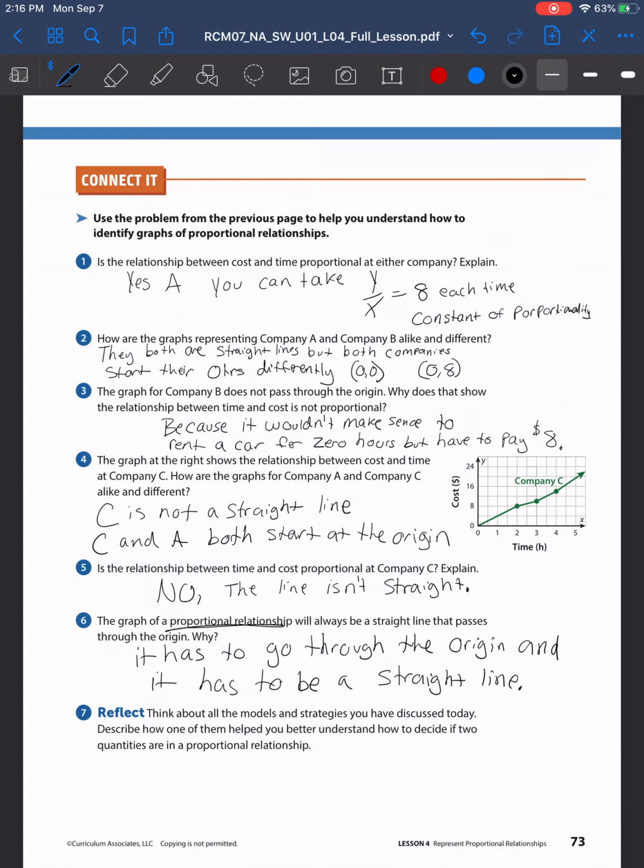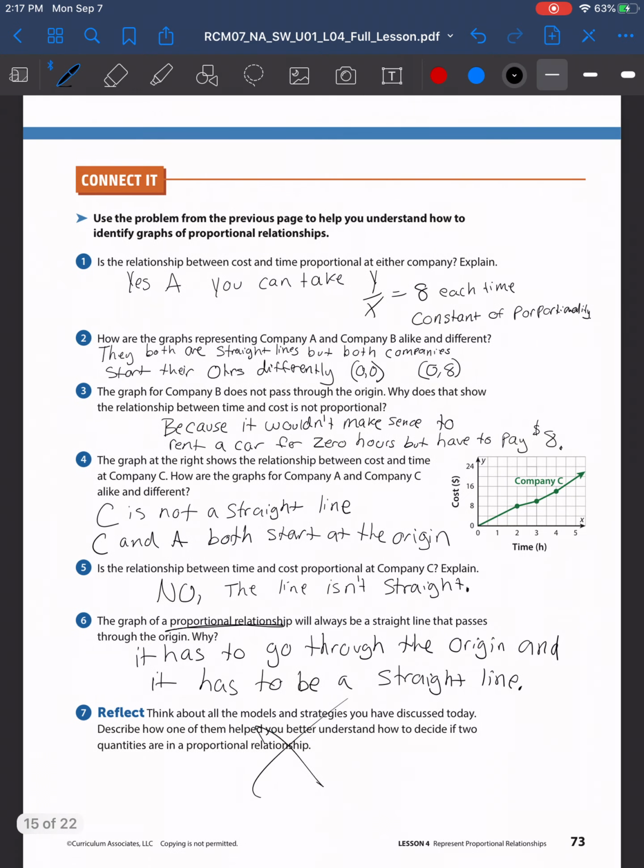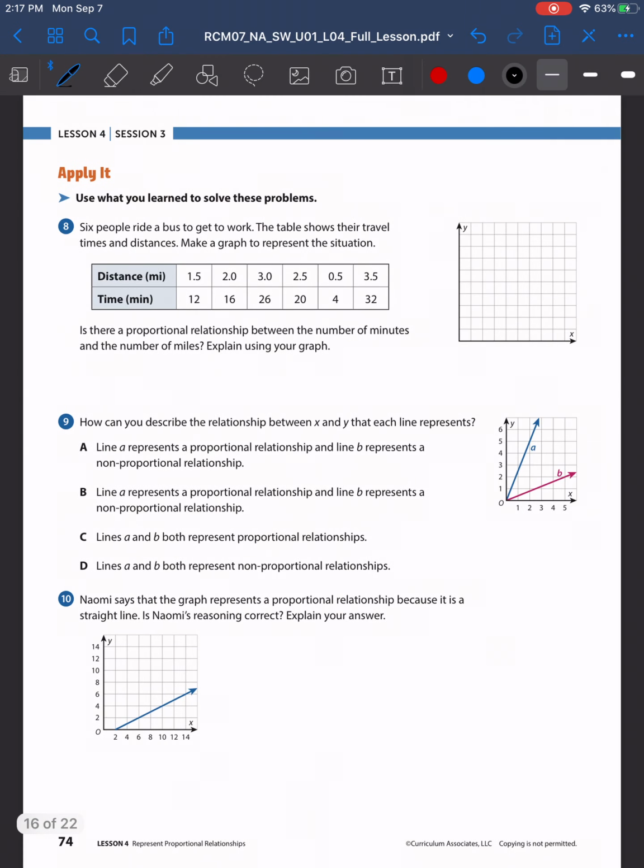Number 7, think about all the models and strategies. Okay, we're going to skip that because I don't think that we need to worry about this. I think we need the graph and we need the table and we need our y equals mx plus b formula. I believe all 3 are super important. So that's why we're skipping number 7. Number 8.